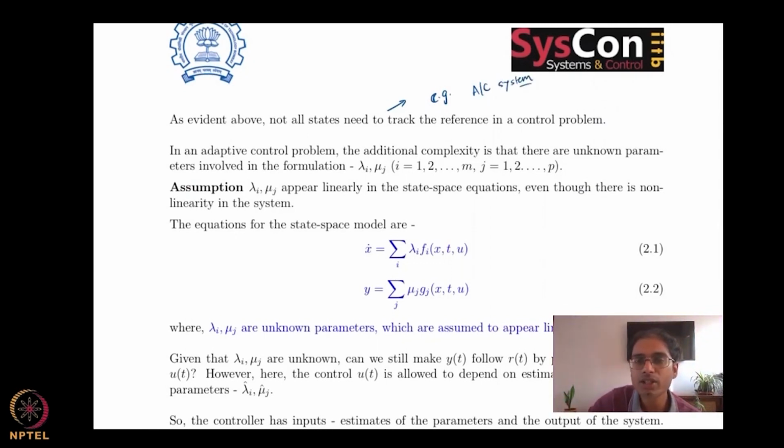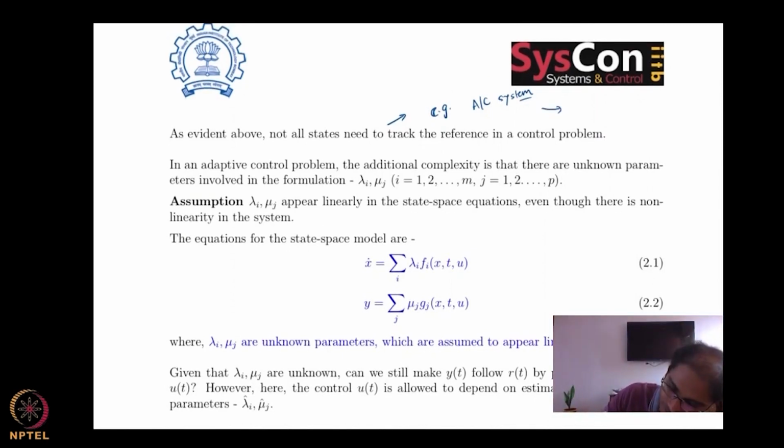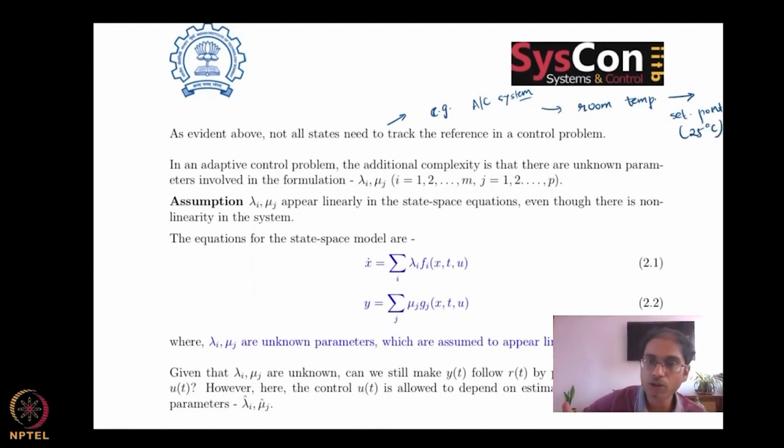What is it that you want to track? You want the room to track something like a set point, say 25 degrees. Suppose you want your room to be at 25 degrees centigrade. So this is what you want to track.